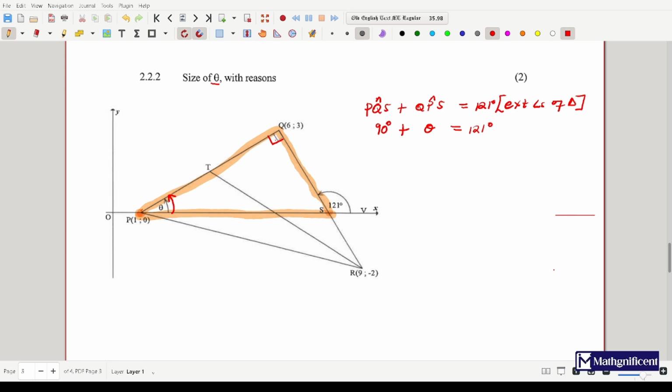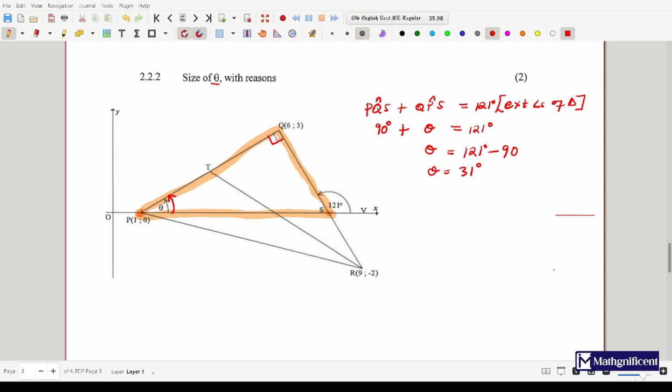We can just transpose everything to the left, and leave theta so that we make theta the subject of the formula. Then we have 121 minus 90 degrees, and then we can simply put this on our calculator, 121 minus 90 degrees, which is going to be equal to 31 degrees. So remember, this is just one way in which you can do this.